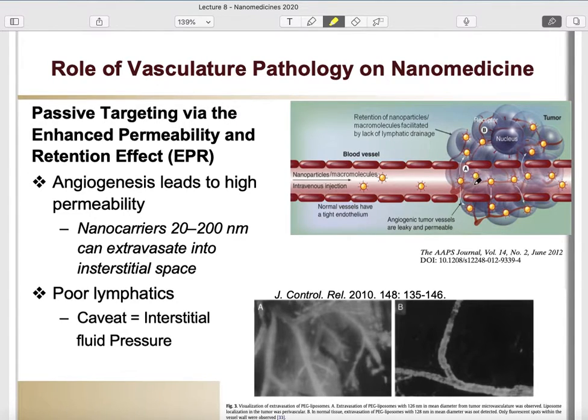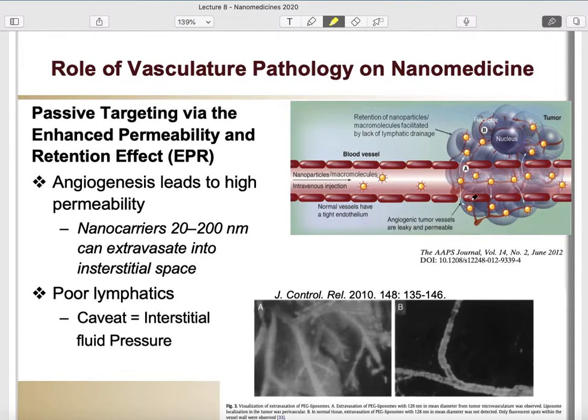And we can utilize that in nanomedicine by utilizing nanocarriers that are too big to be able to permeate through the normal endothelium, but that are able to go through these large gaps in the tumor blood vessels, leading to accumulation at this site. So typically nanocarriers that are in the order of 20 to 200 nanometers can extravasate or leave from the blood vessel into the interstitial space of the tumors.